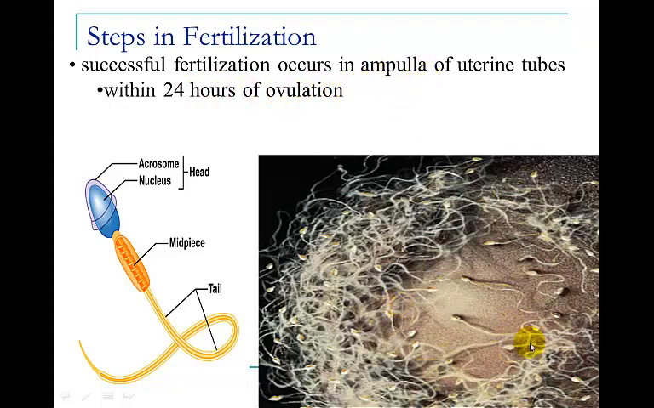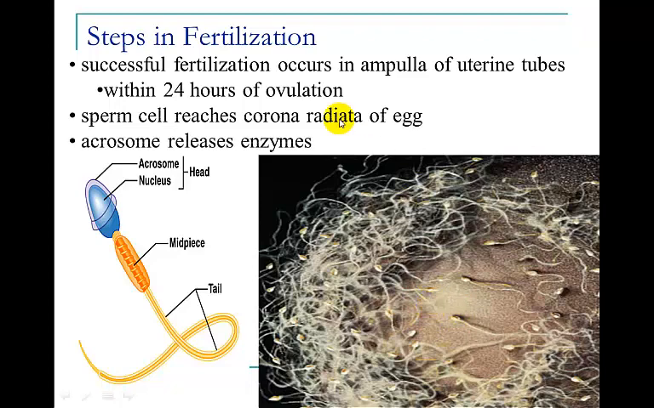This is more typical of what it looks like, sperm surrounding an egg. This is an actual image. And that acrosome will release hydrolytic enzymes and burrow its way in towards the cell membrane. So the sperm cell has to reach the corona radiata. It has to burrow its way through it, through the zona pellucida. The enzymes are coming from the acrosome.